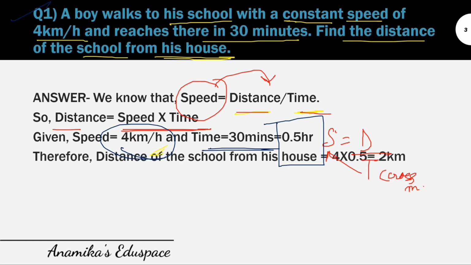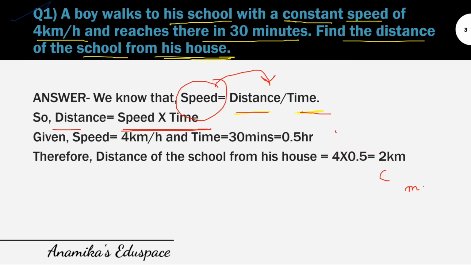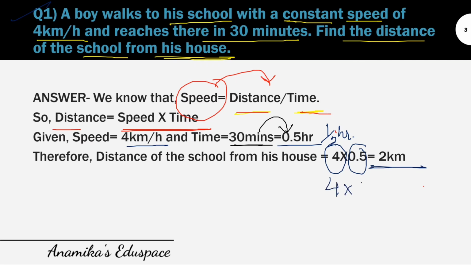Clear? Now, therefore, the distance of the school from his house will be what? I have converted the minutes into hours, as you can see. Now, the distance will be speed into time. Speed is 4, and the time is 0.5, that is half an hour, 1 by 2. So we will write 4 into 1 by 2. That is, 4 will be cancelled by 2 and we will get 2 kilometers. So what was the distance of the school from his house? It would be 2 kilometers.